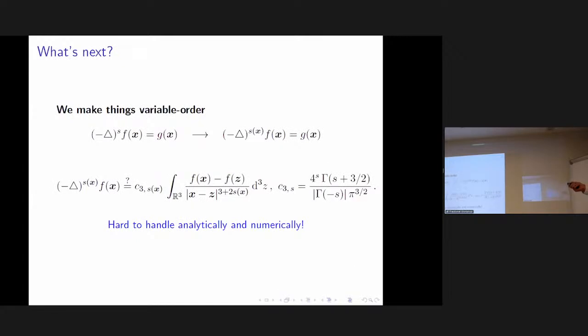So what's next? Well, first of all, as I said, we need to make things variable order, and therefore we need to find the proper definition of a variable order fractional Laplacian that fits this whole construct. And this is actually a very hard task from both an analytical and numerical perspective, also because we completely lose any sort of uniqueness results that instead we might have for the standard Laplacian.